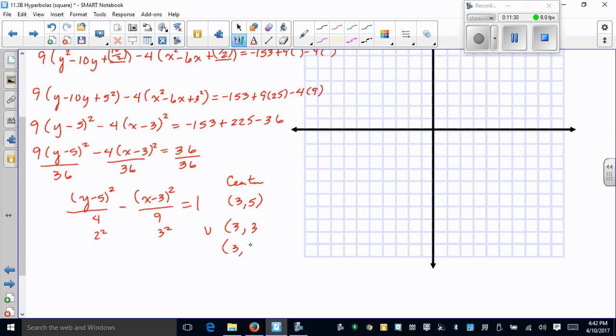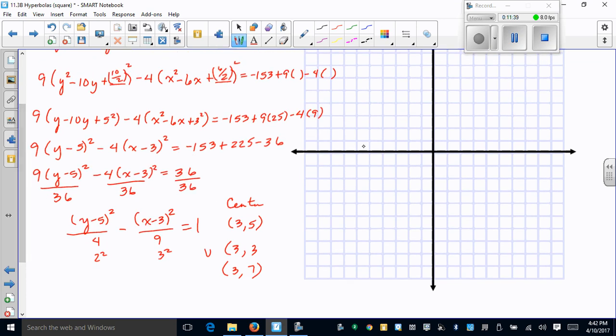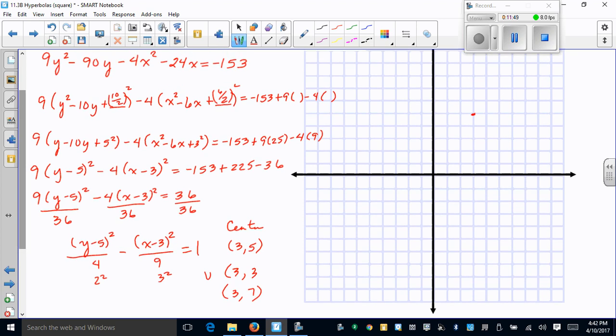So we can do our rectangles and everything else. So 3, 5, 1, 2, 3, 1, 2, 3, 4, 5. And our vertices are at 3, 3 and 3, 7. And then we're going to go out 3 for the others. 1, 2, 3, and 1, 2, 3. Draw the rectangles.